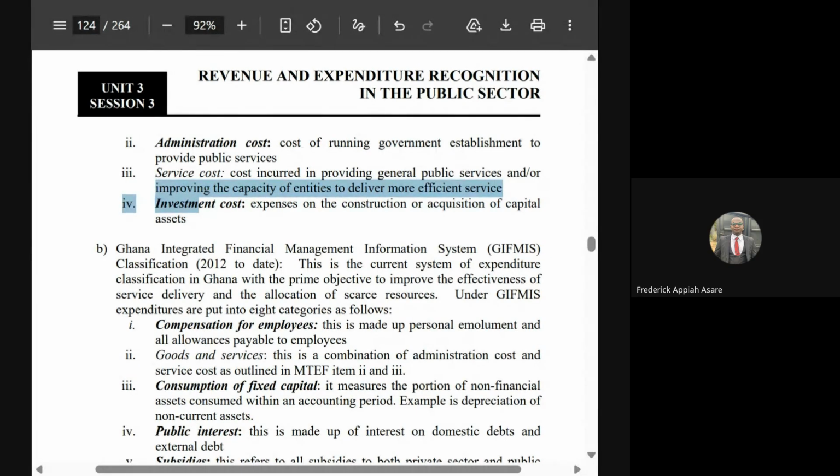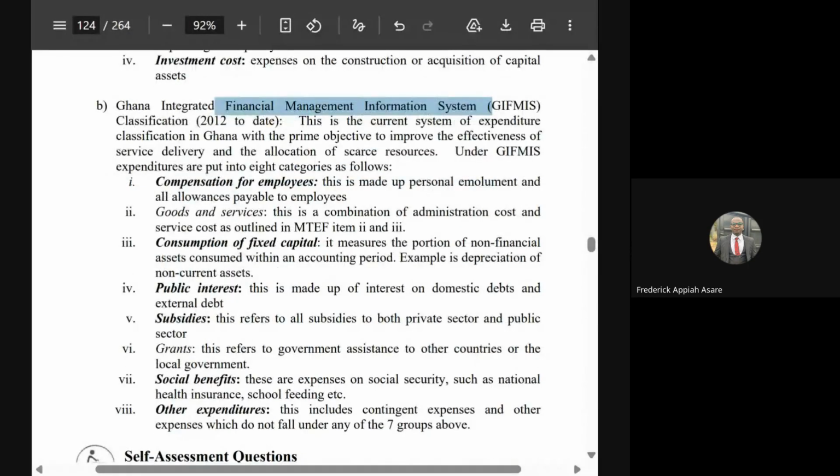They are using what we call GEFMES. That's the Ghana Integrated Financial Management Information System. And this is now the composition of the expenditure. We have the compensation of employees. And this compensation of employees will record all salaries the government pays to government workers. So when they are preparing the accounts, they have compensation for employees.